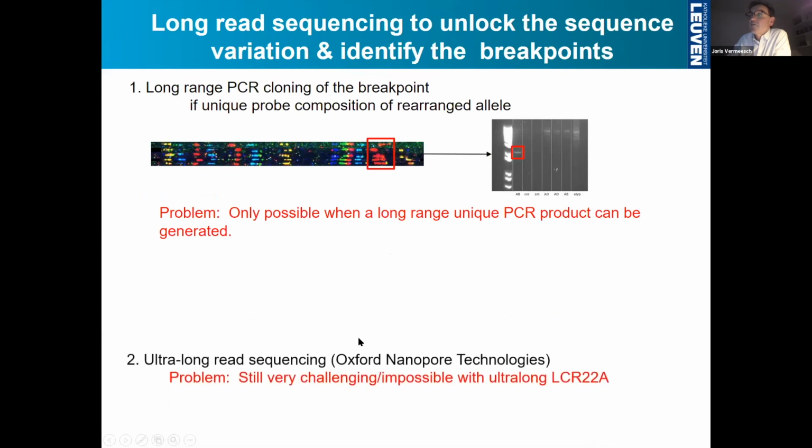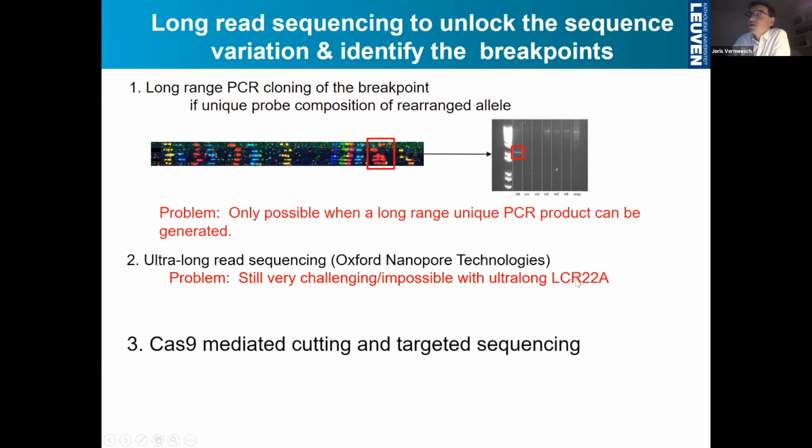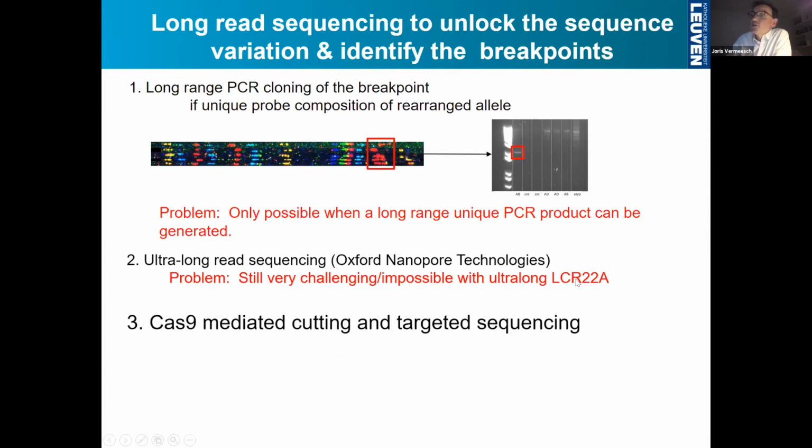I think mitotic recombinations are very rare in 22q11. But it's still challenging or impossible with ultra-long reads. You have to be a little bit lucky to really cover the whole region. So we focused on Cas9-mediated cutting and targeted sequencing.